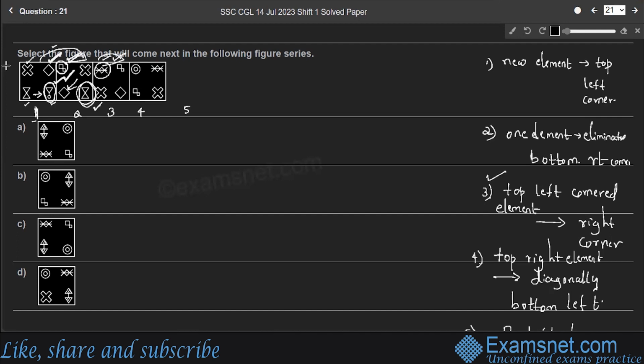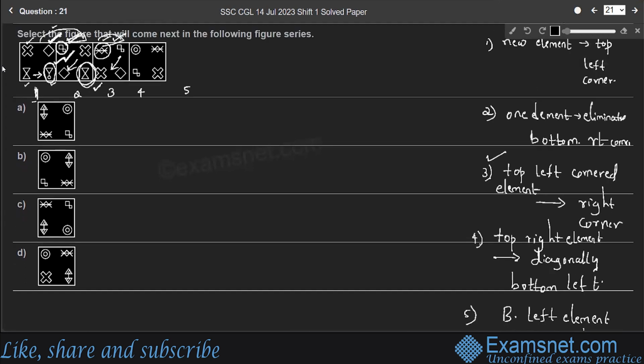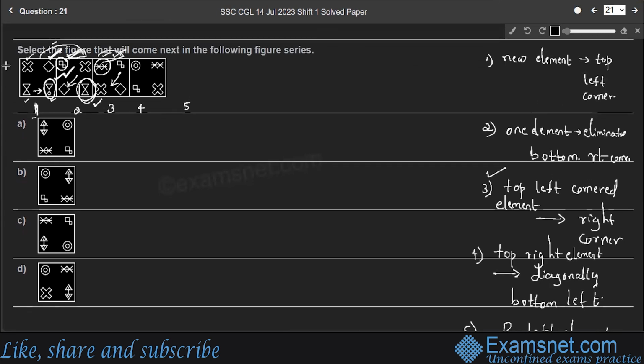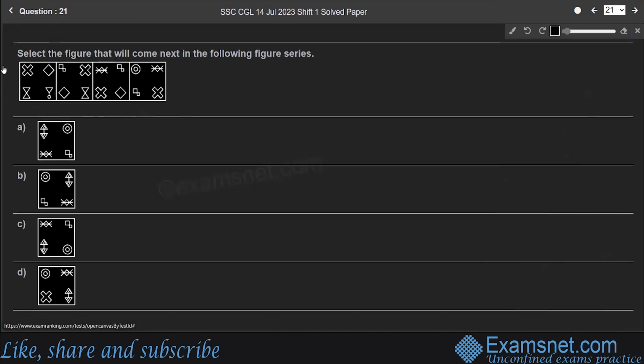Top right element will shift to bottom left element, diagonally shifted to bottom left element. And the last rule is bottom left element will go to, yes, so it was a diamond, will go to bottom right element, right? So in the same way to the fourth figure also. So it happens. Now let us consider the fifth one.